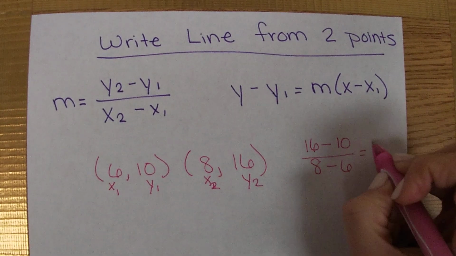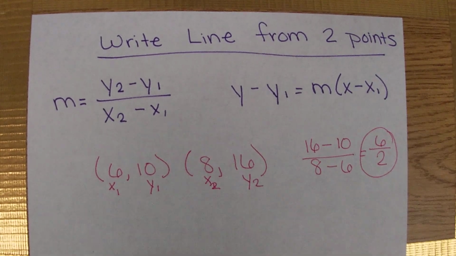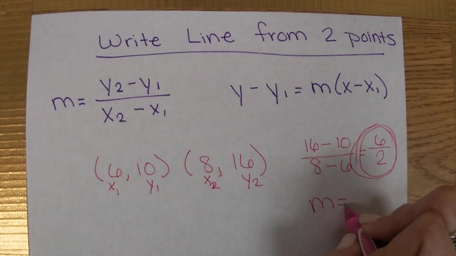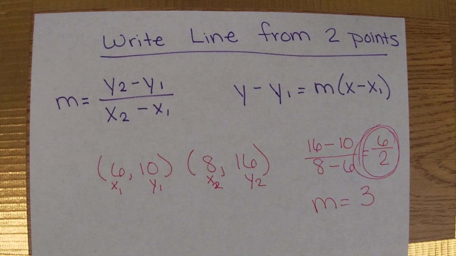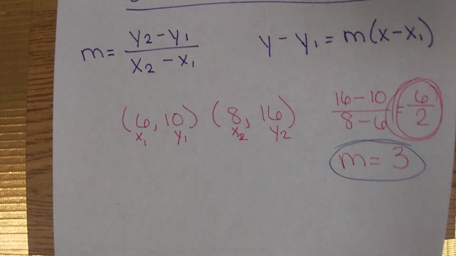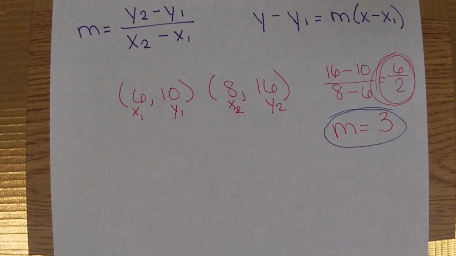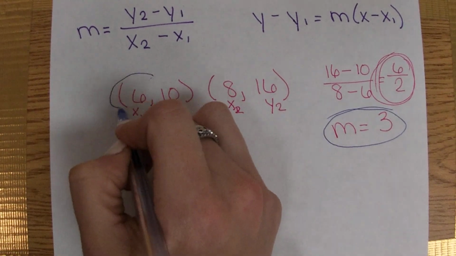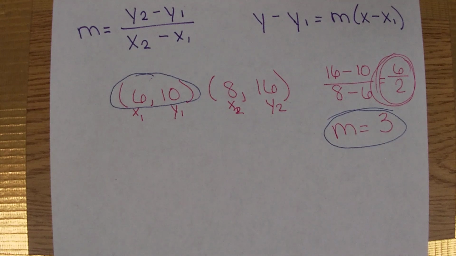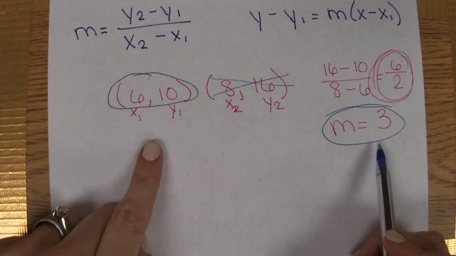Okay, so we'll subtract those. 16 minus 10 is 6. 8 minus 6 is 2. We always want to get this reduced, so 6 divided by 2 is 3, so we know that we have a slope of 3. This is the first piece of information that we need to write the equation of a line. The second piece of information that we need is one of these points. You can pick either point that you want. We sort of always picked the one that was maybe smaller or had less negatives. At this point, we no longer need the second point. We just needed it to help us find the slope, which we already have.